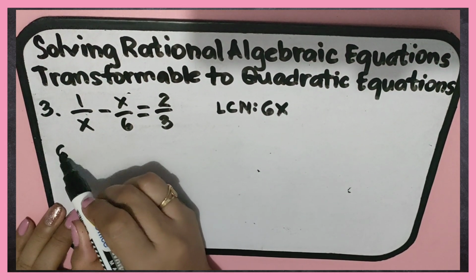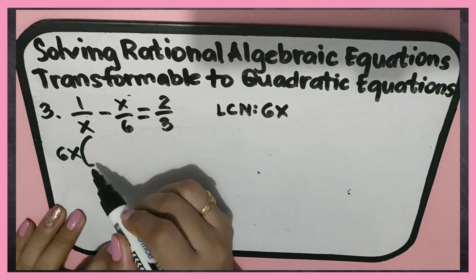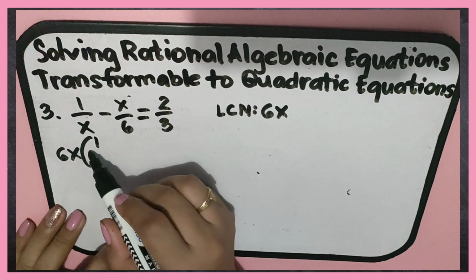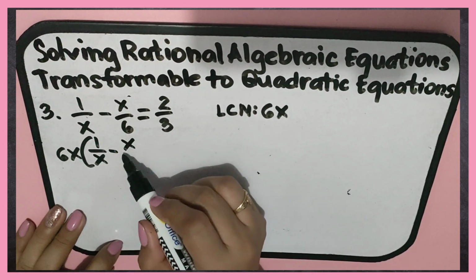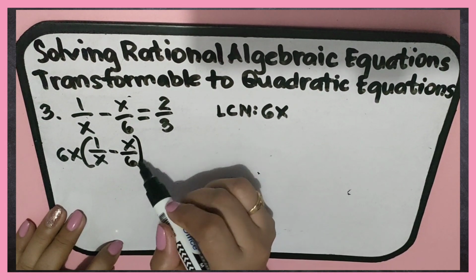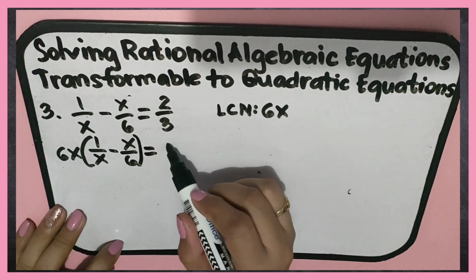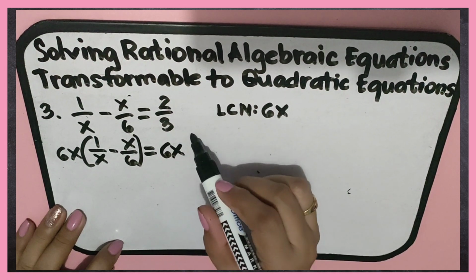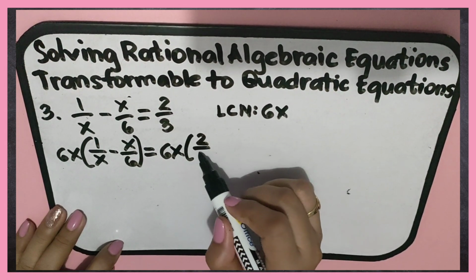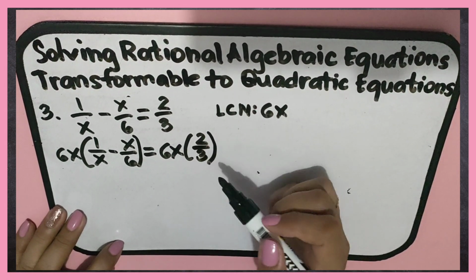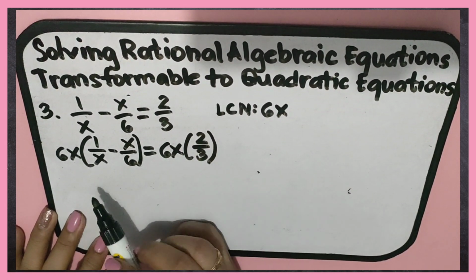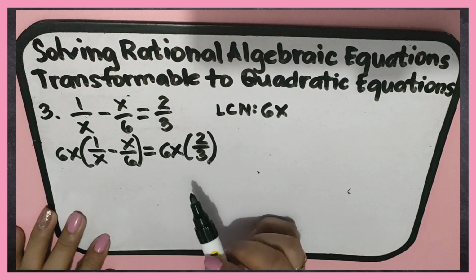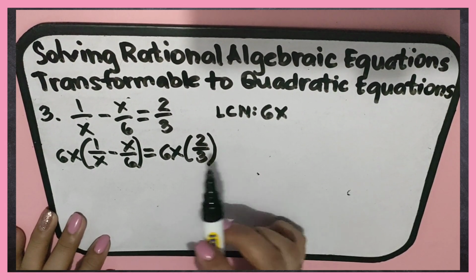So we have 6x. Then let's write parentheses. Then write 1 over x minus x over 6 equals, and then write 6x also, multiplied to 2/3. Okay. So after this, you have to write the resulting quadratic equation in standard form.